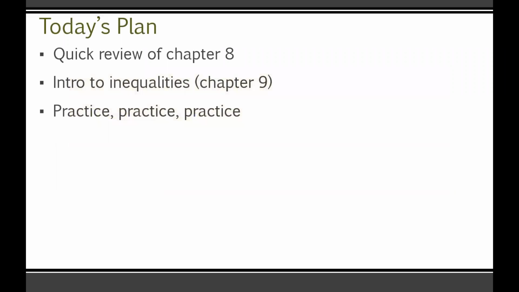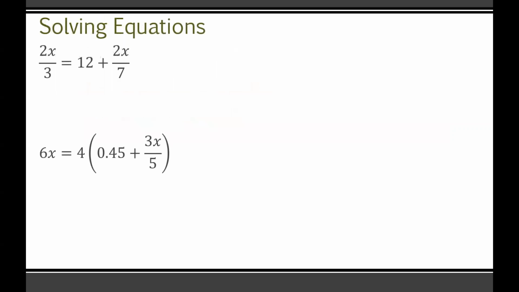Today's plan, we're going to start with just a really quick review of Chapter 8, that was solving linear equations, and then we're going to introduce, of course, inequalities, which is Chapter 9 in our textbook. And then, of course, just practice, practice, practice. There's a lot of practice that comes with these because it is a bit of a new idea. I don't think you would have ever seen these in previous math courses. I could be totally wrong. Anyway, let's get going. I won't waste your time here.